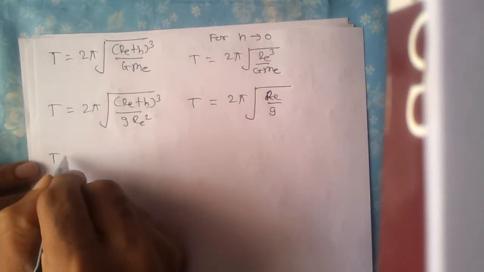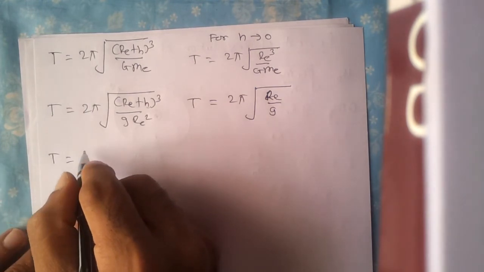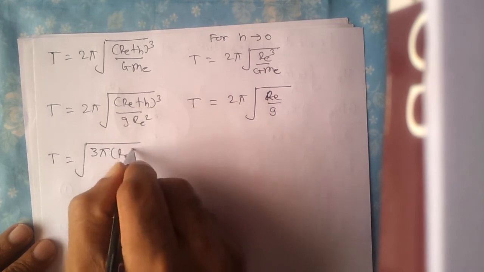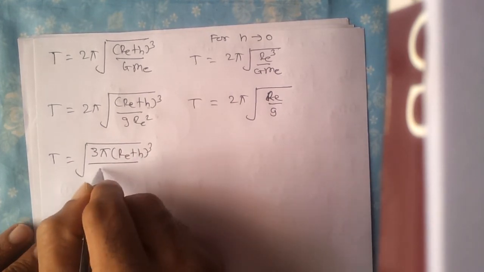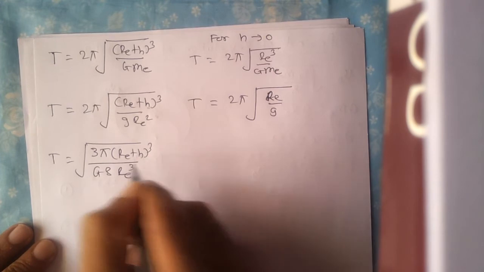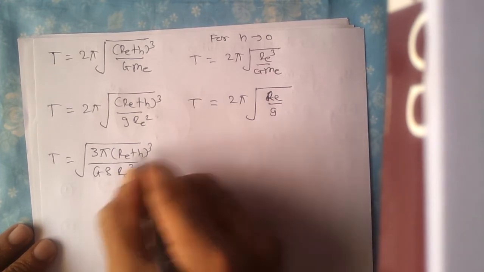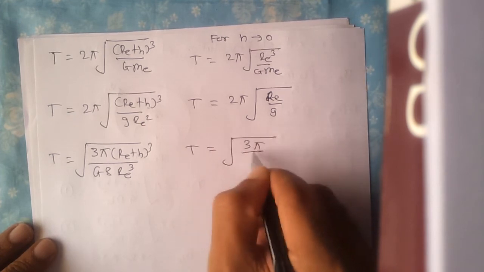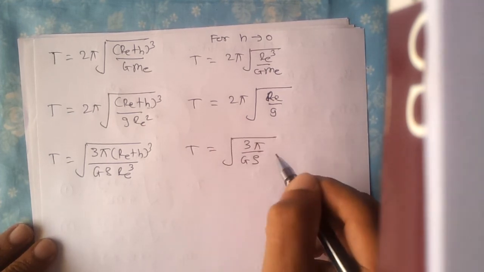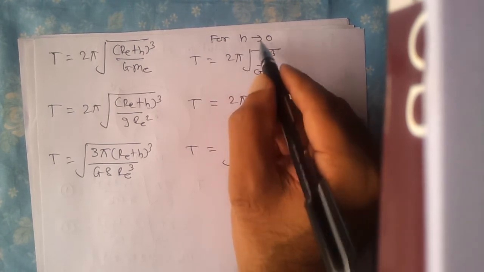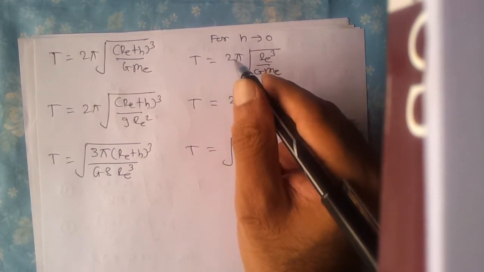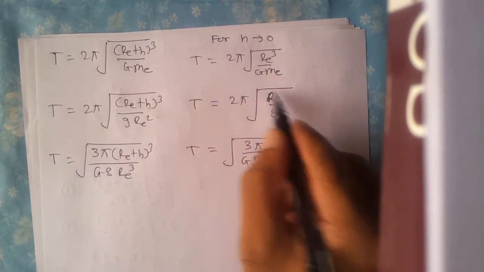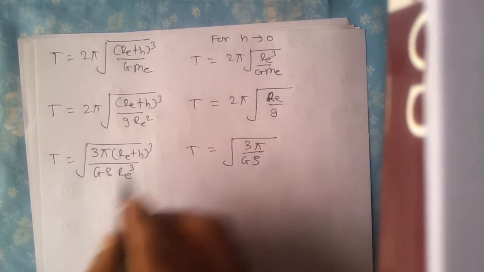Right? And the third expression that I had was T = square root of 3 pi (r_e + h) whole cube divided by g rho r_e cube, and if I take h equal to 0, r_e cube will get cancelled, and I get T = square root of 3 pi upon g rho. So for h equal to 0, the period of revolution is given by these 3 equations, so we can use any one of them. Let us say we choose this equation, right, and I can put values over here.